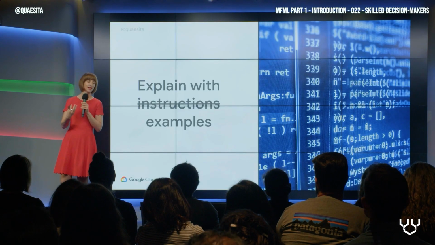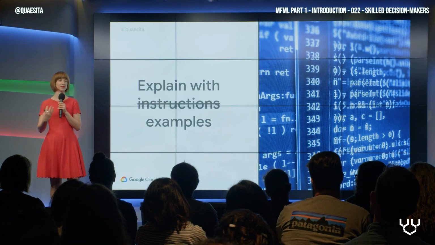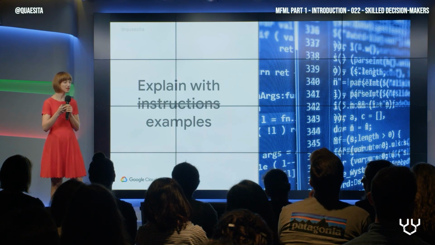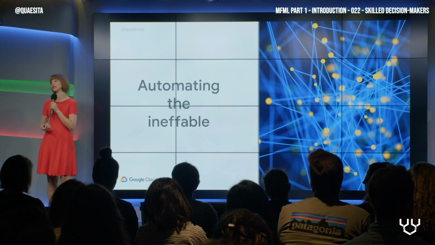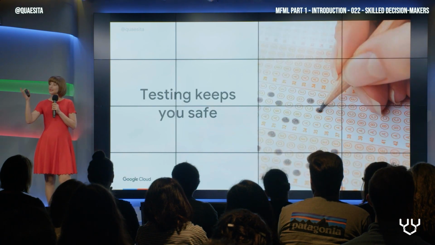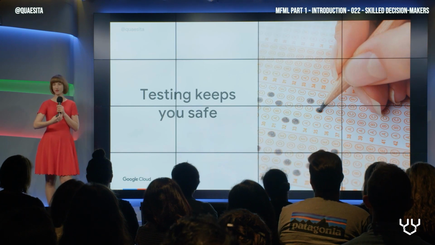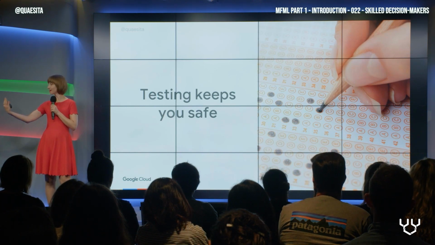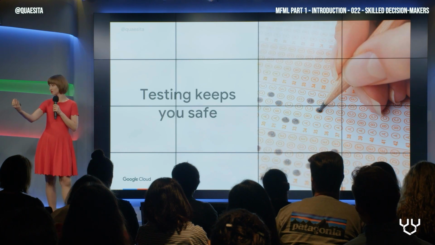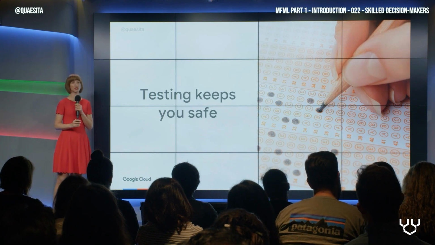Machine learning, again, is about explaining yourself with examples instead of instructions. And the way you stay safe when you automate the ineffable is that you test carefully and make sure that it does work. So the statistician has your back. At the very end of the day, we're going to check that the student knows it.